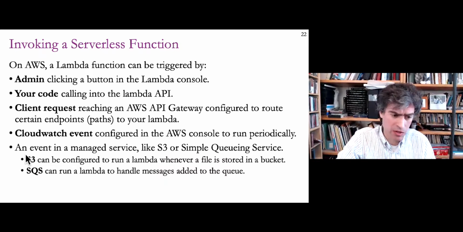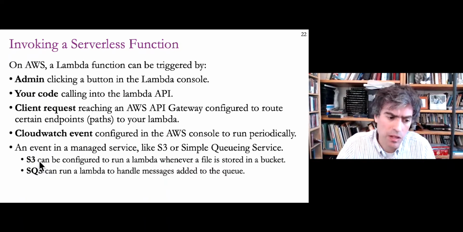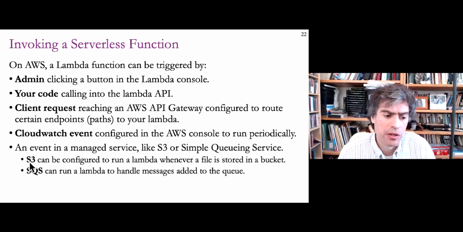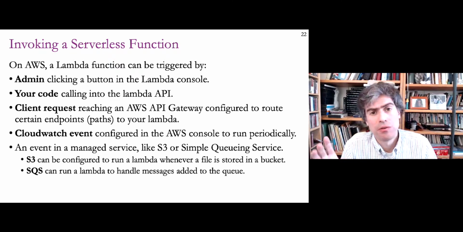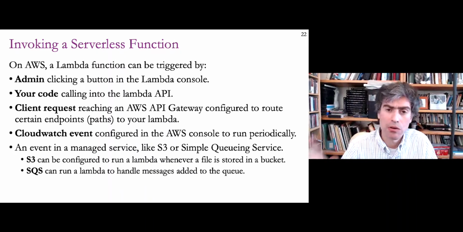So, for example, with S3, remember that's the scalable distributed file store that Amazon provides, or the object store, I think they call it. You can configure that to run a Lambda whenever a new file is stored in a bucket. So, for example, if you're storing images, it might be useful to convert from full-size images to smaller thumbnail previews. That work of conversion might be implemented in a Lambda, and it could be triggered by a new full resolution file being stored in an S3 bucket.